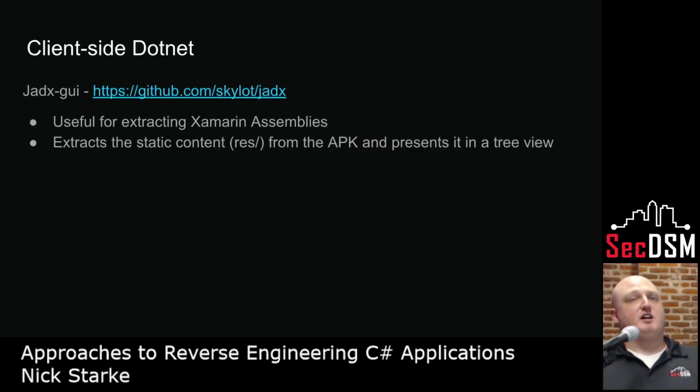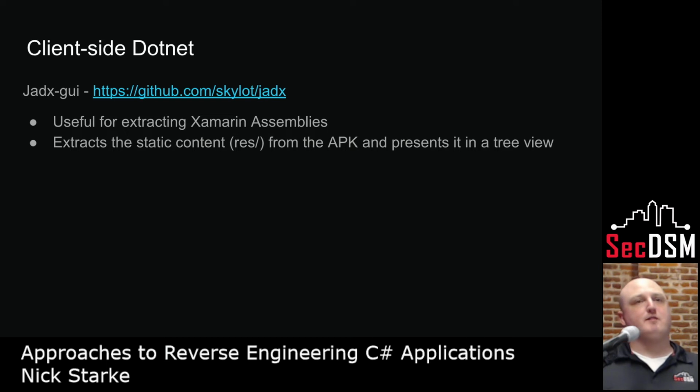So let's talk a little bit about client-side .NET, transitioning from server-side .NET to client-side .NET. Now, where does .NET run on the client? In a Xamarin application. So you can actually write Android applications that use Xamarin to execute .NET assemblies in Android. So really what you're doing here is you're extracting the .NET assemblies from the Android app, and then you use the same tools we mentioned before, dotPeek and ILSpy, to reverse engineer the assemblies. But the first thing you need to do is extract those assemblies from the APK.